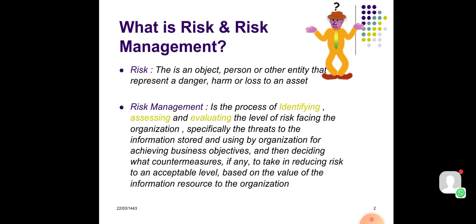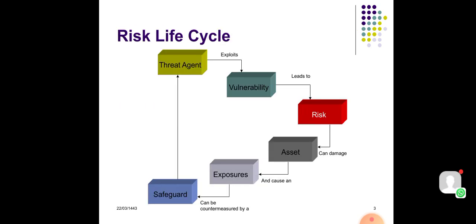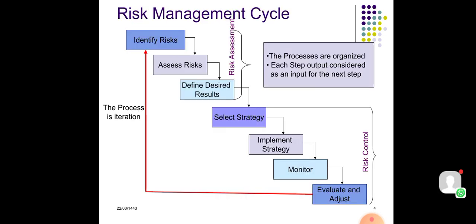Anything that will harm the system or organization is the risk associated with that thing. So we need a proper process of identifying, assessing, and evaluating the risk. That is part of risk management. We also saw in the lectures the risk life cycle: how the threat agent enters the organization through vulnerabilities, how it leads to risk, the possibility that they will damage the system and assets, and then how we provide safeguards. That is the life cycle for the risk.